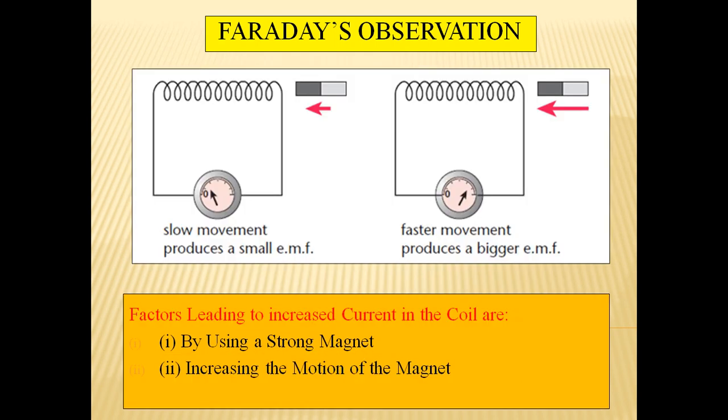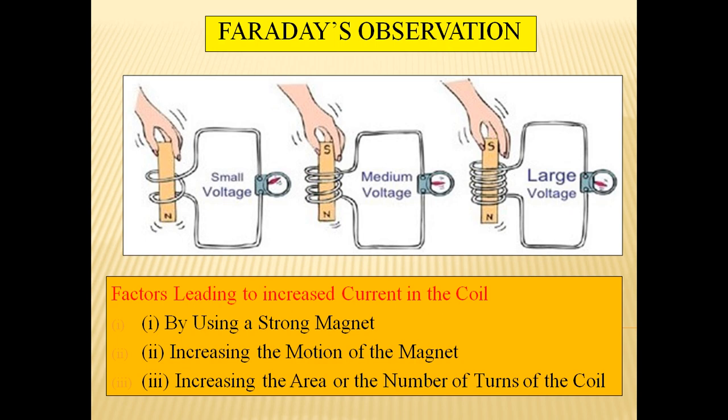Second, increasing the motion of the magnet. Third, increasing the area or the number of turns of the coil.